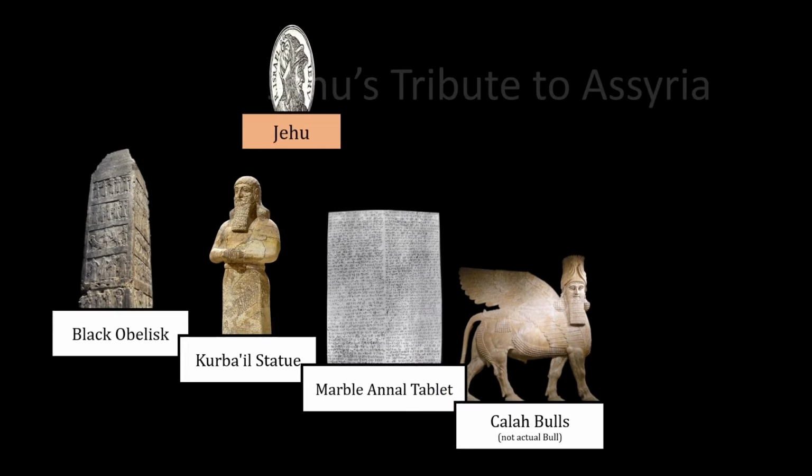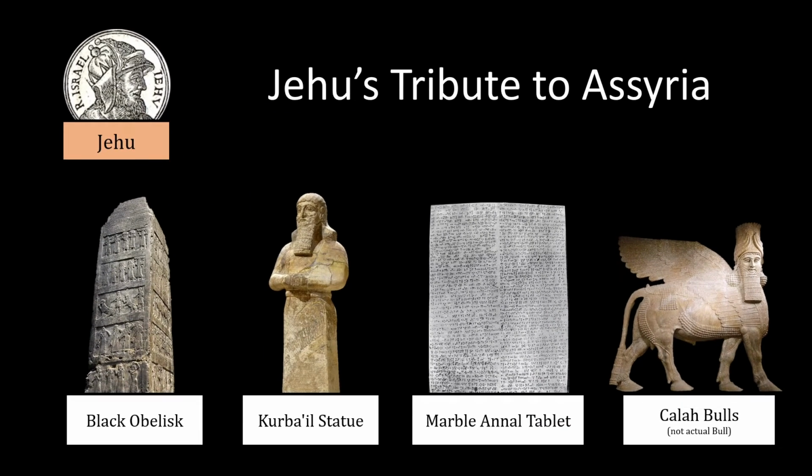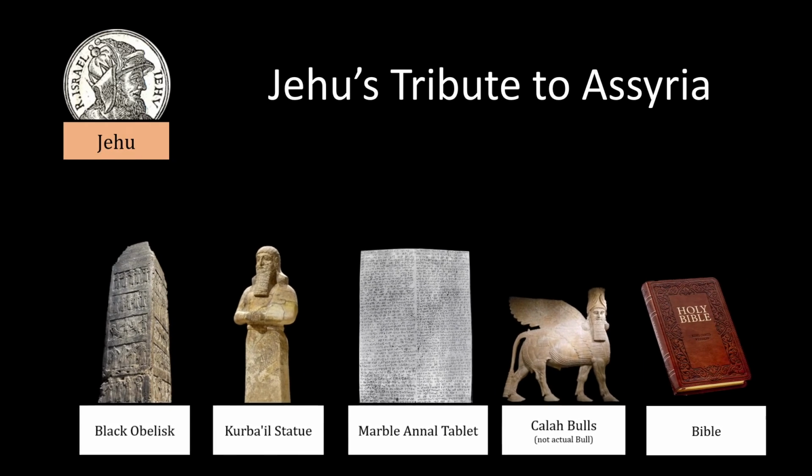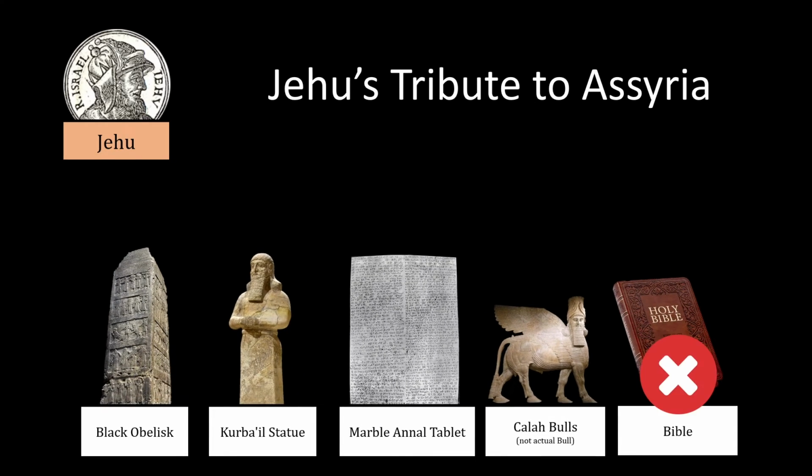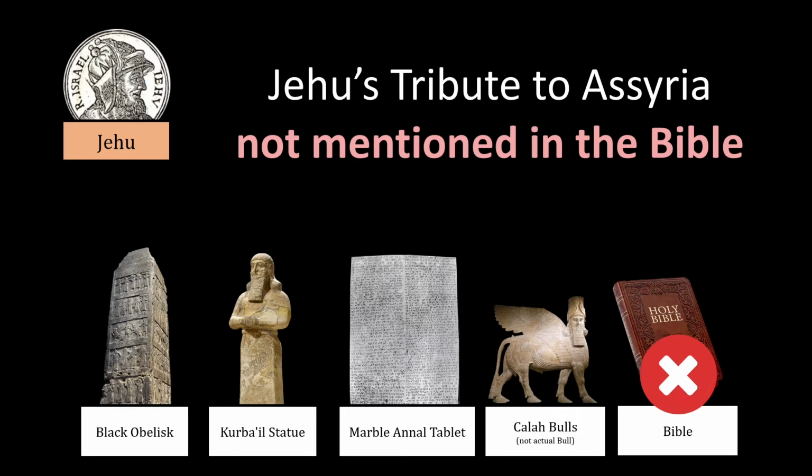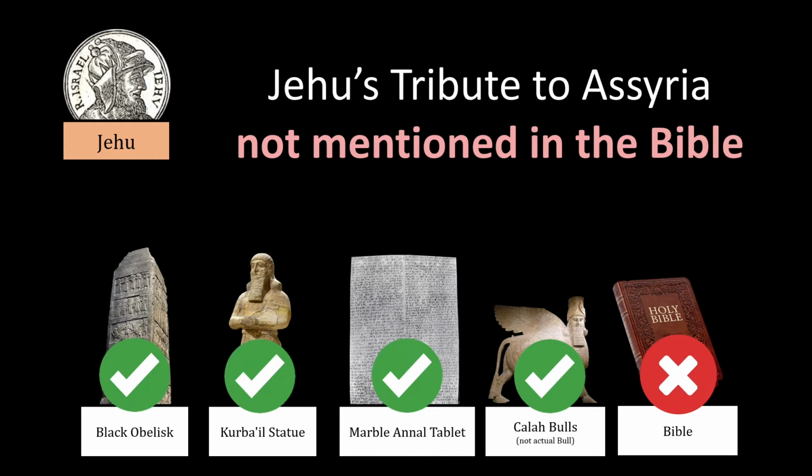So, considering both the size of Jehu's tribute and the fact that it's found in multiple Assyrian sources, one would expect that it also be recorded in the Bible, but it is noticeably absent from the biblical text. Jehu's tribute to Assyria is not mentioned in the Bible, despite being present in all of these Assyrian artifacts. How on earth could this be the case?